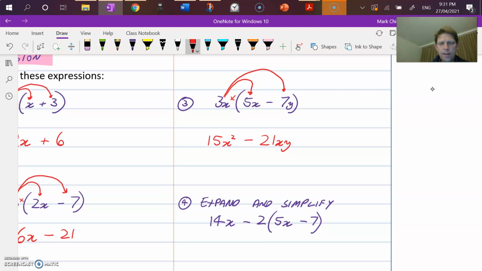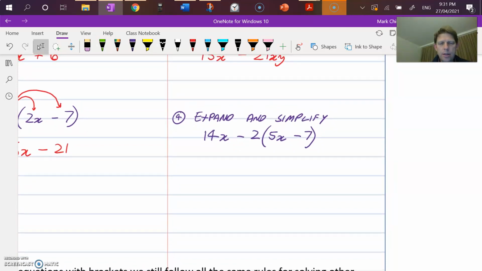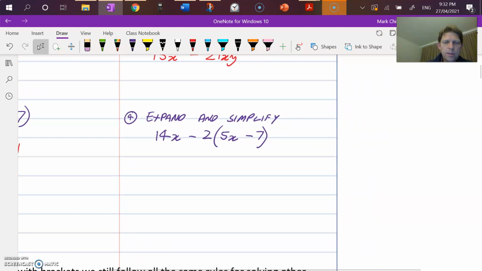And then finally, the last one down here, we have to expand and simplify. So I think the person who wrote this question, being me, knew that we're going to have to simplify later on. So first things first, this minus 2 is being multiplied by all the things in the brackets. So I'm going to have minus 2 lots of everything that's in the brackets.